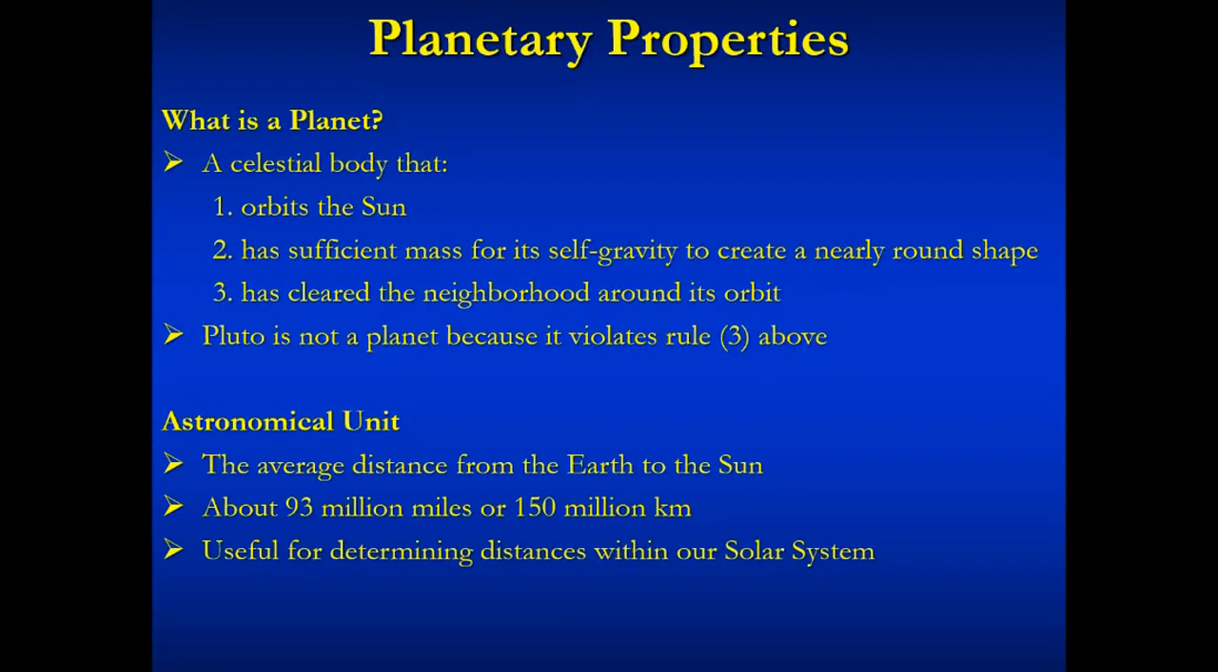So first of all, what is a planet? A planet is a body that orbits the sun or central star. It has sufficient mass for self-gravity to create a spherical shape, and it has cleared its orbit.